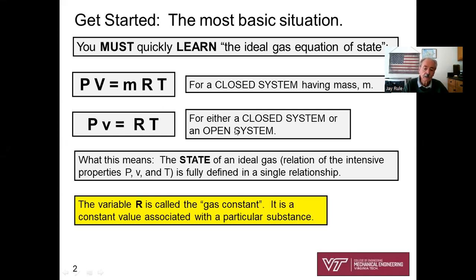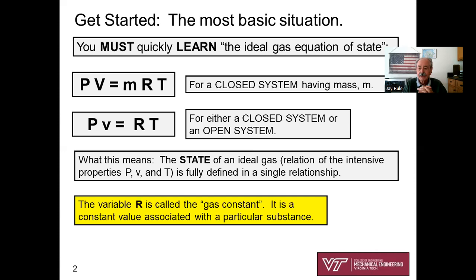Now, for either a closed system or open system, we can transform this extensive property into an intensive property by just saying P times little v is equal to RT. So this is going to hold for either closed or open systems. Now, what do these equations mean? It means that the state of an ideal gas is defined by pressure, specific volume, and temperature. It's a relationship of all of those in one single expression, extraordinarily powerful.